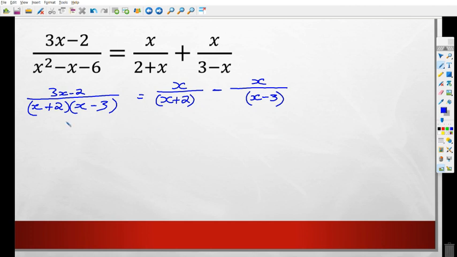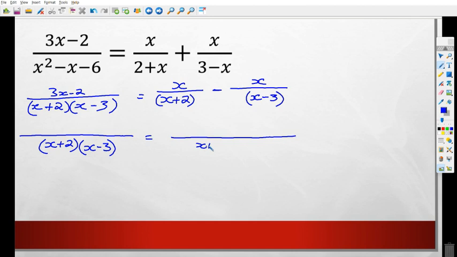Right, I want the same LCD. Okay, so the LCD here is x plus 2 and x minus 3. I hope I don't have to explain that; you guys know what I'm talking about. And on this side, it's also going to be x plus 2 and x minus 3. If you need me to explain that, just go to the previous example. I do explain how I get to these kinds of LCDs, okay?